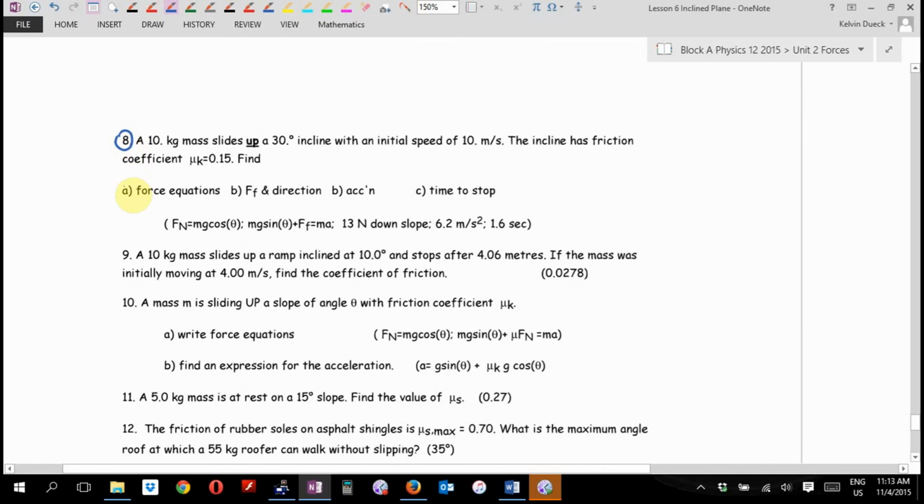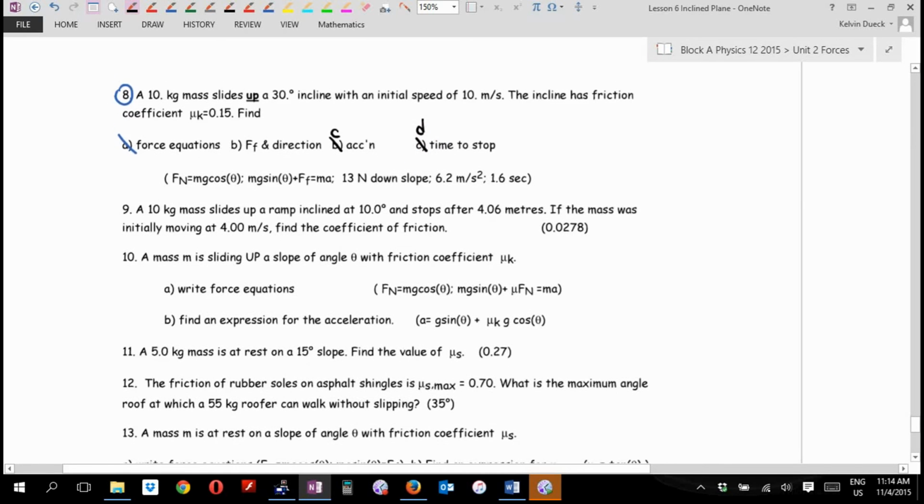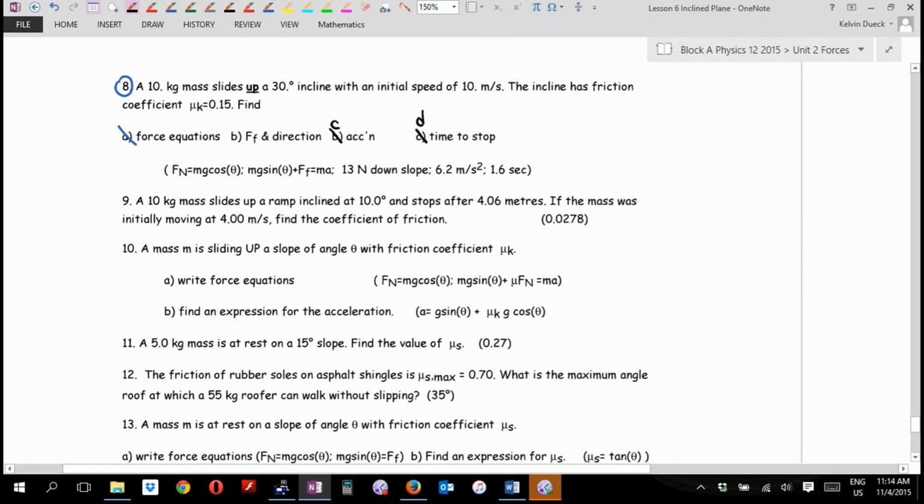Number 8, you can cross out A, but you can find B, force of friction and direction. Let's call this C and let's call this D so that you don't have two part B's. Anyways, I'll fix that later. 9 I like. 9 says find the coefficient of friction. Find what's mu. What's mu with you? Skip 10. 11 is fair game.